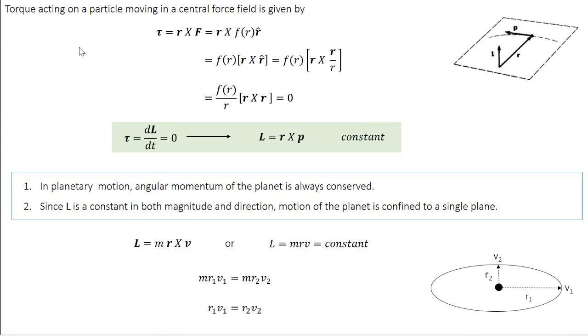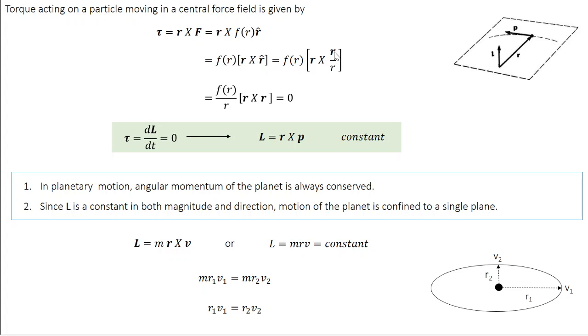Now let's calculate the torque acting on any particle moving in any central force field. So we know that torque tau equal to r cross F. Since F is a central force, we know the general form for it. So this can be written as r cross F of r cap. F of r is a scalar function, take it outside the cross product. So you have F of r into r cross r cap.